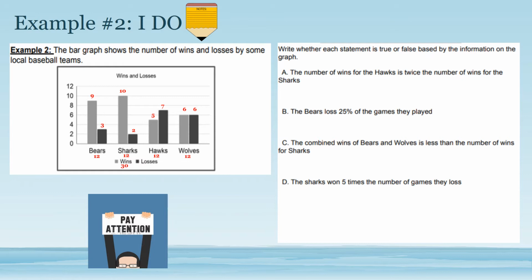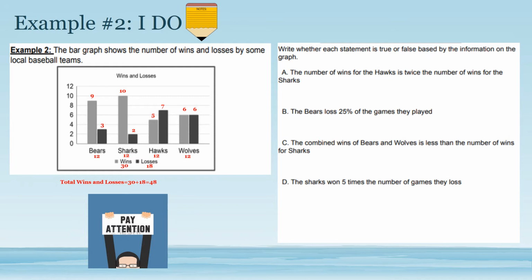Our losses are going to be 18. So 3 plus 2 plus 7 plus 6. Remember, you're going to find your total. The total wins and losses is going to be 30 plus 18, which gives us a total of 48. We're going to write whether each statement is true or false based on the information in the graph.